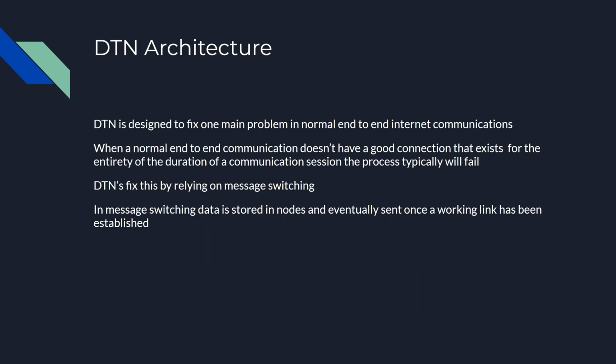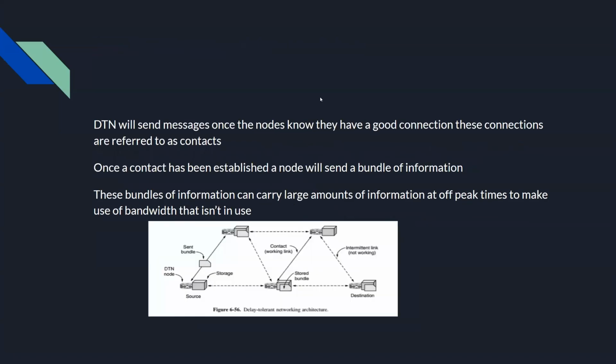DTN fixes this by relying on message switching. In message switching, data is stored in nodes and eventually sent once a working link has been established. DTN will send messages once the nodes know they have a good connection. These connections are referred to as contacts.